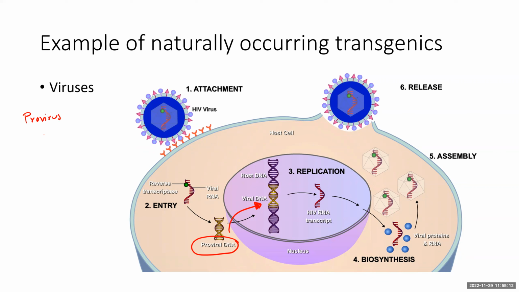This means that the provirus will now be passed vertically from parent to child. And it creates a legacy of infection. This is one of the reasons why certain types of viruses, like retroviruses like HIV, are so difficult to cure.